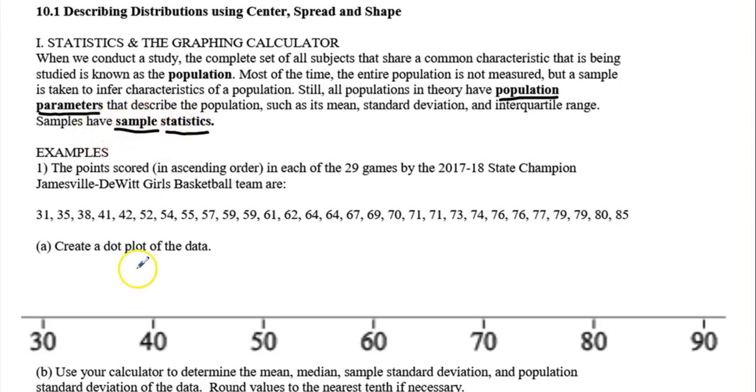Okay. In this case, we have the entire population. This is all their games. I'm not just taking a sample of their games, because 29 is a manageable number and I happen to have access to it. Okay, so I want you to start out by making a dot plot.